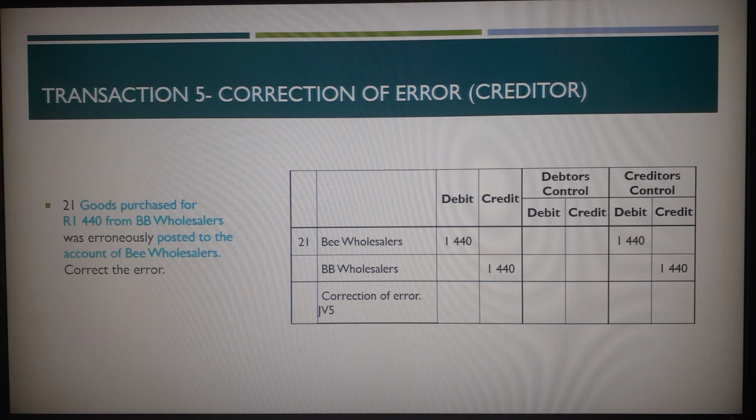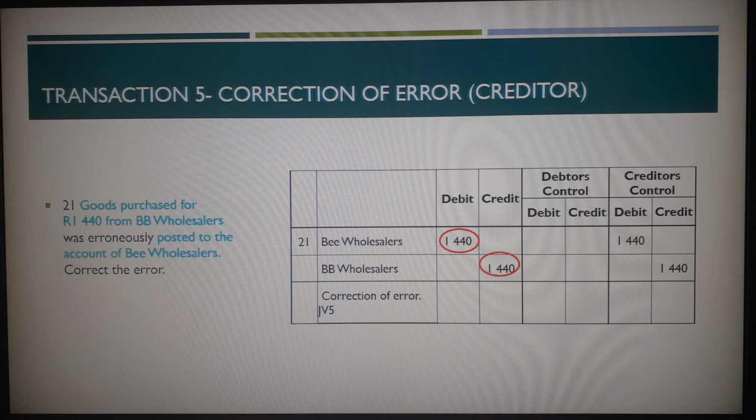So in this case, we purchased from BB Wholesalers, but instead of posting to his account, we incorrectly posted to the account of B Wholesalers. So we need to reverse the entry. So initially we would have credited B Wholesalers. So because we are reversing the entry, we now have to debit B Wholesalers with 1,440, but that amount needs to be added to BB Wholesalers, and we therefore credit BB Wholesalers.